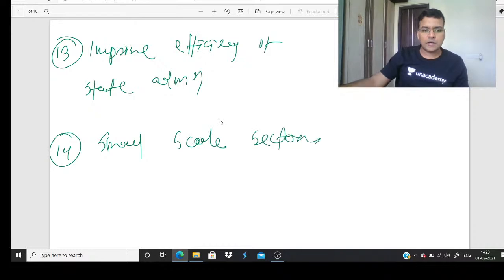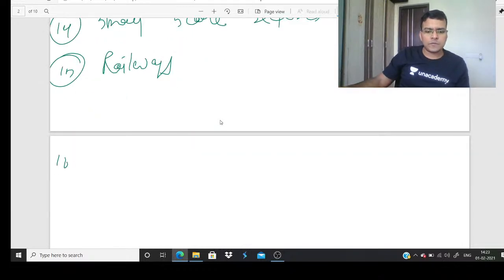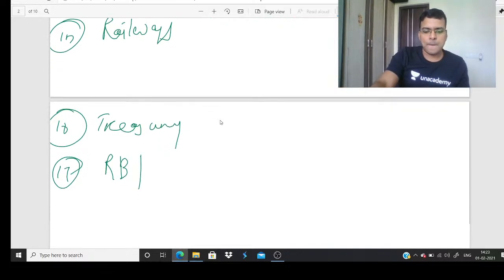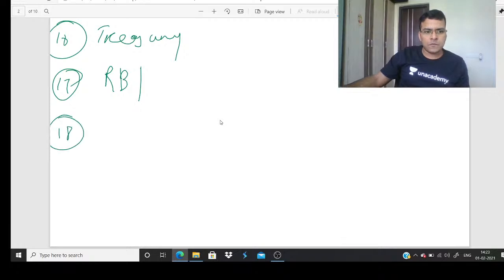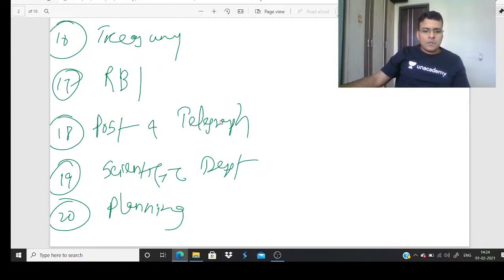Small scale sector, railways, improving small scale sector, improving railways, treasury, RBI, post and telegraph, scientific departments, planning.